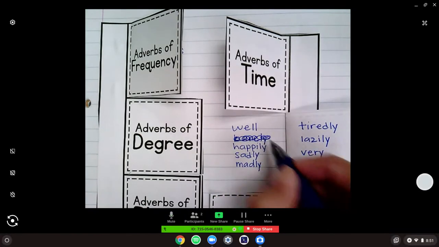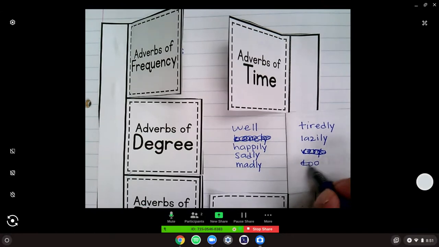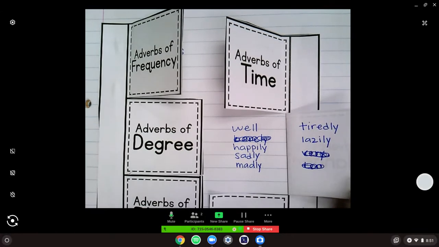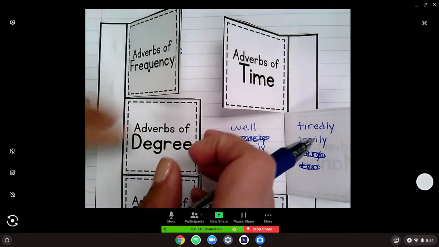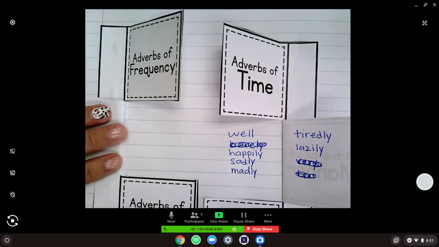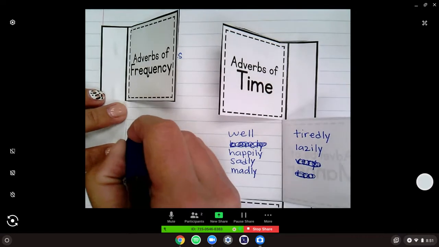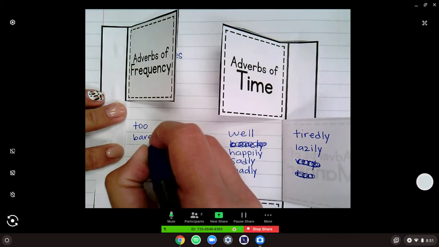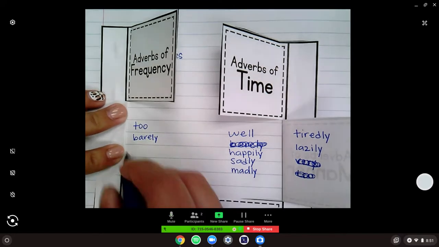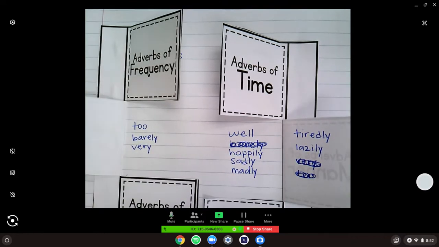Barely, very, and too are not adverbs of manner. They are adverbs of degree. They should go under here. That was my fault. I got mixed up. So we have too, like too tired. I'm barely awake. Or I am very excited for today. Maddie, go quickly, please. Okay.